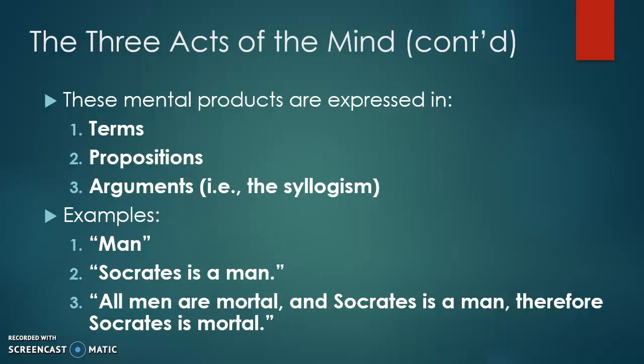These mental products are expressed in 1. Terms, 2. Propositions, 3. Arguments, such as the syllogism. An example of a term is man. The example of a proposition is Socrates is a man. And an example of an argument in syllogistic form is all men are mortal and Socrates is a man, therefore Socrates is mortal.